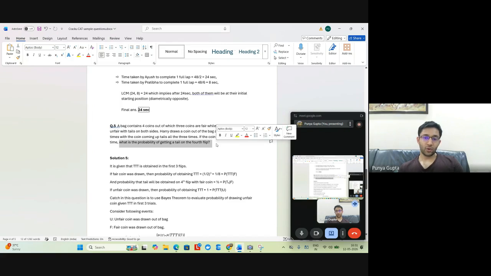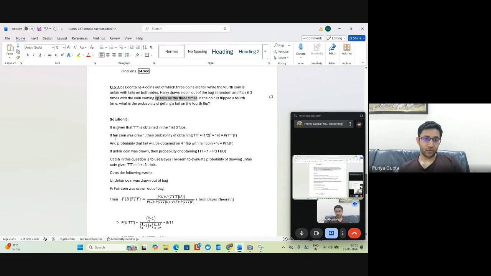This question is not as easy as it looks because we have to calculate the probability of getting a tail on the 4th flip, given that we obtained a tail on all the 3 flips initially. So this question will involve Bayes' theorem, and let us see how.